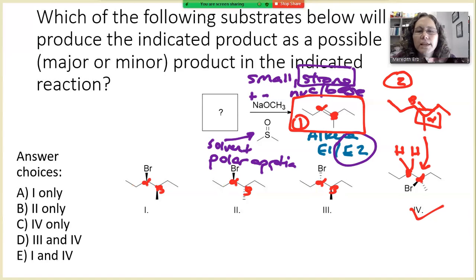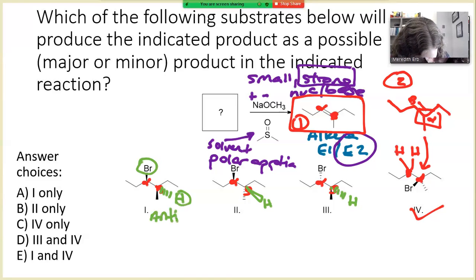So the key idea for E2 is that we need to have an anti-periplanar arrangement of the leaving group and the beta hydrogen. And so that is a big concern here. So let's draw in our beta hydrogen and what it looks like. In molecule 1, the bromine and the hydrogen are already anti to each other. In molecule 2, the bromine and the hydrogen are not anti at the moment. We would have to rotate the alpha beta bond. Same idea with bromine and hydrogen on molecule 3.